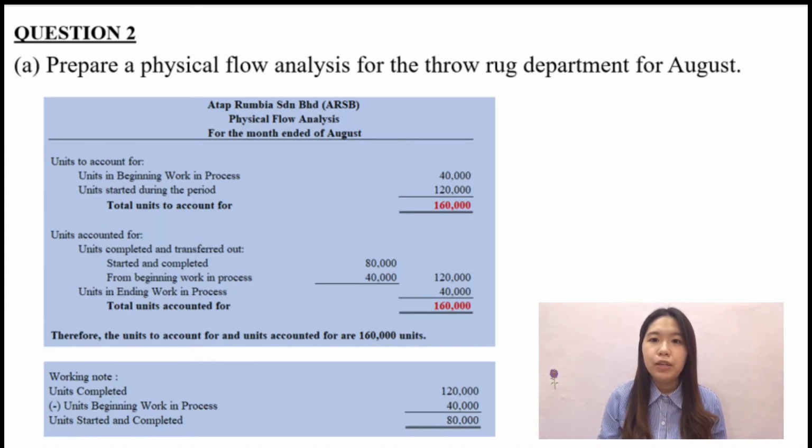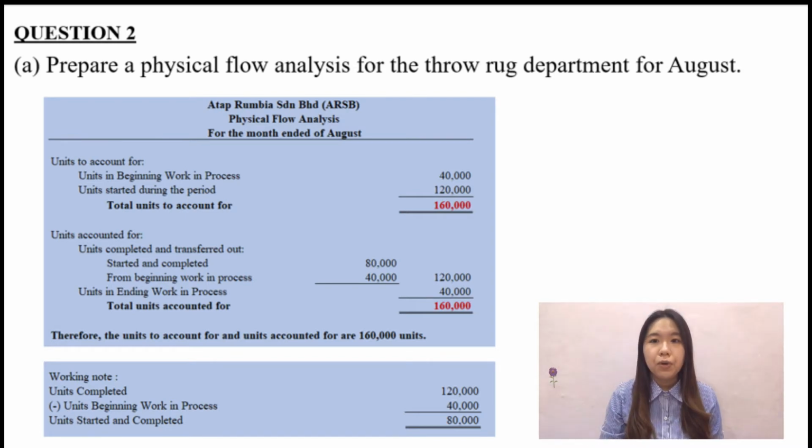Question 2A asks to prepare a physical flow analysis for the Chorak Department for August. First step is to record the units in beginning work in process inventory of 40,000 units. The second step is to record the units started during the period as shown, 120,000 units. The third step is to sum these two for total units to account for, which becomes 160,000 units.